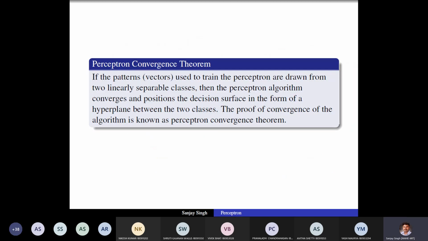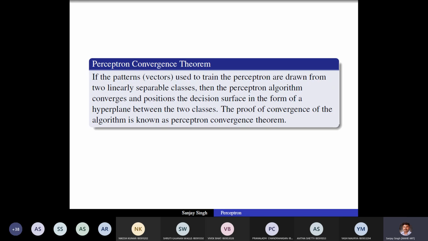Now, there is a beautiful theorem here, but unfortunately I will not be able to prove it, for a simple reason that I'm asked not to ask for the proof. So I'm not going to prove this. This is called the perceptron convergence theorem. It says that if the patterns or vectors used to train the perceptron are drawn from two linearly separable classes, then the perceptron algorithm converges and positions the decision surface in the form of a hyperplane between the two classes. The proof of this convergence is known as the perceptron convergence theorem.